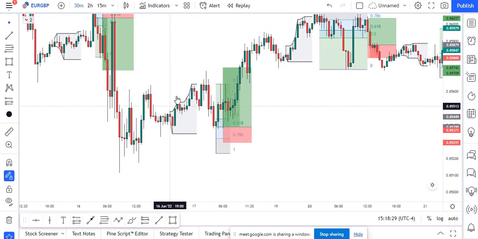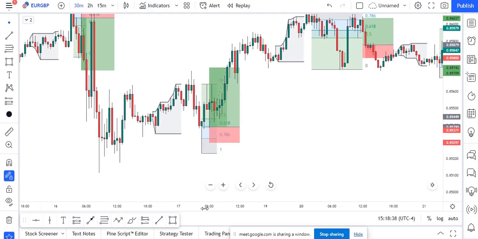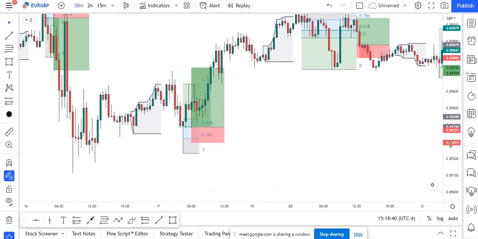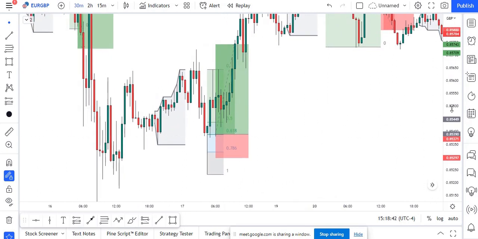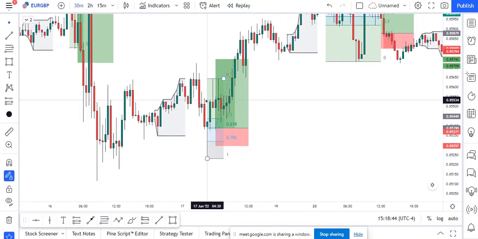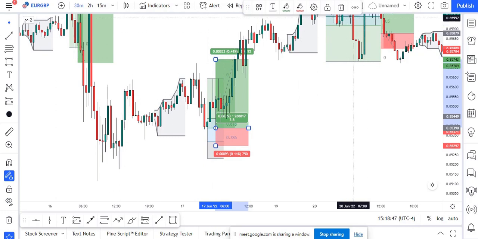So we have our Asian range formed. We have a liquidity hunt right here, and we got a momentum. Do we get a momentum? No, we clearly don't get a momentum right here. All right. So this is not an entry as well.